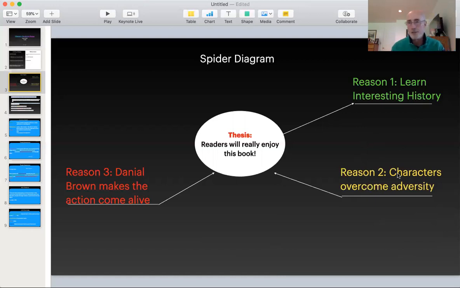The second reason you may have chosen, let's see, the characters overcome adversity. Adversity means hardship or things that prevent them from succeeding. They manage to overcome them. And just list some examples. For example, remember Joe's stepmom who just said, I don't want him around. And Joe's dad had to basically kick him out of the house.